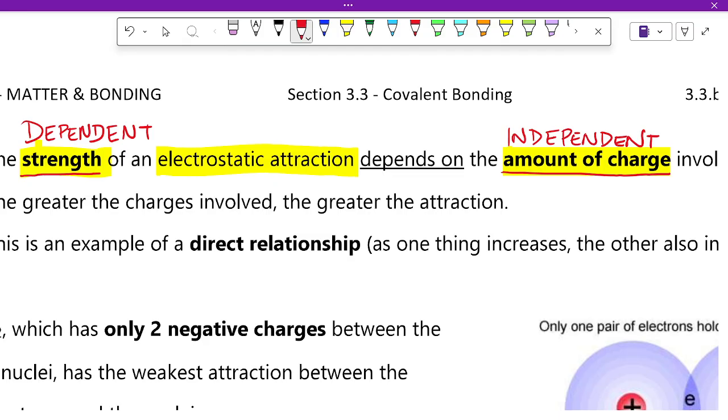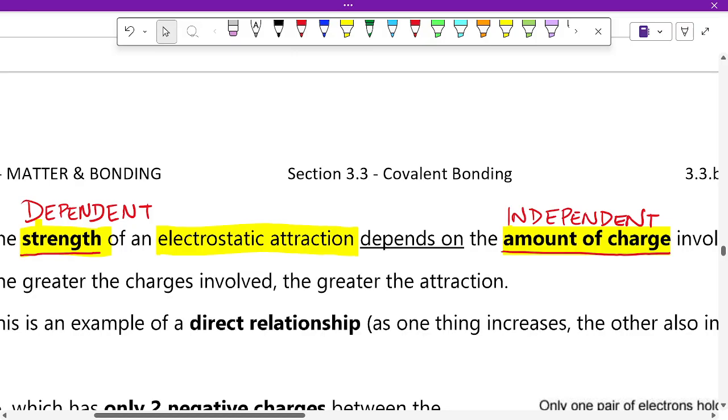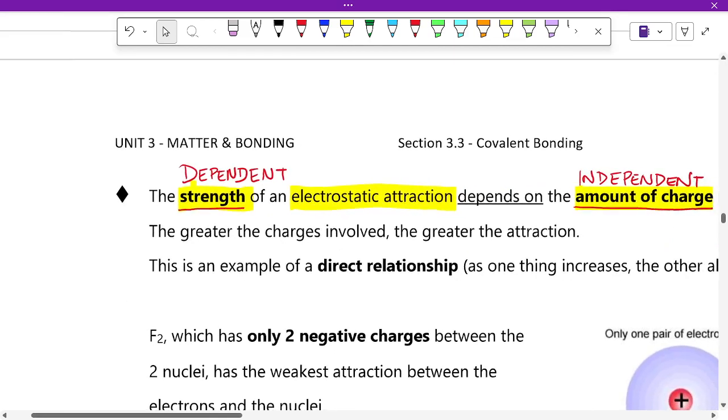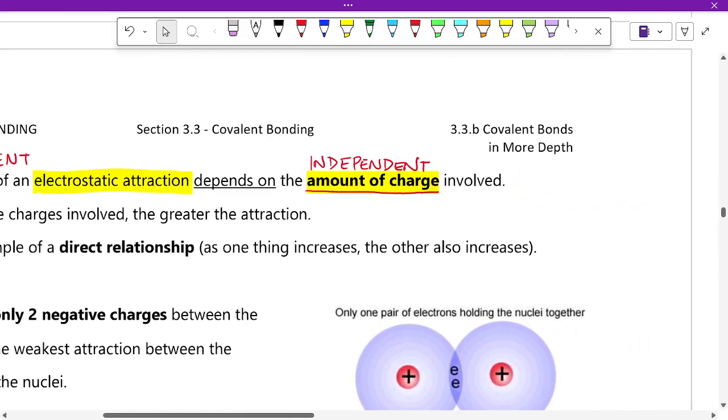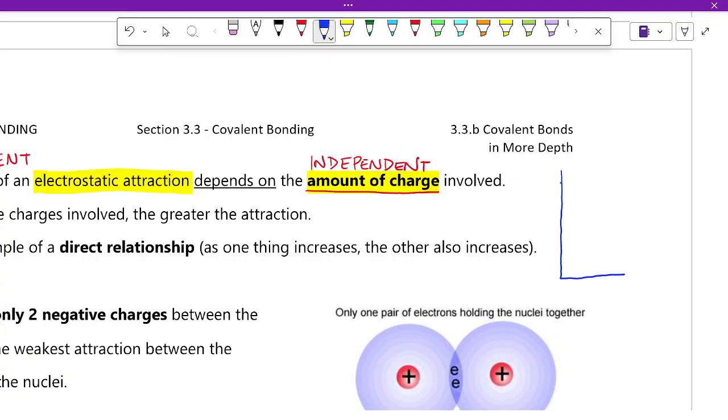And if we were to graph this, if we did a little graph of, where have I got room to draw a graph? Maybe over here. Over here looks good. So strength goes on my y-axis because it's dependent, and amount of charge goes on the x-axis because it is independent.